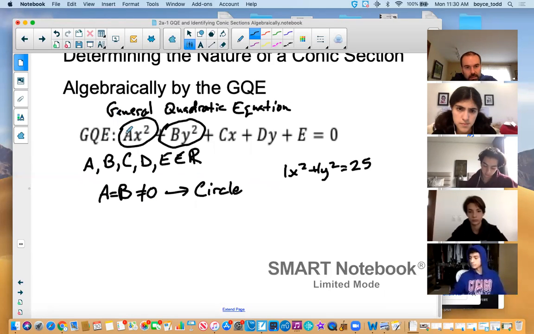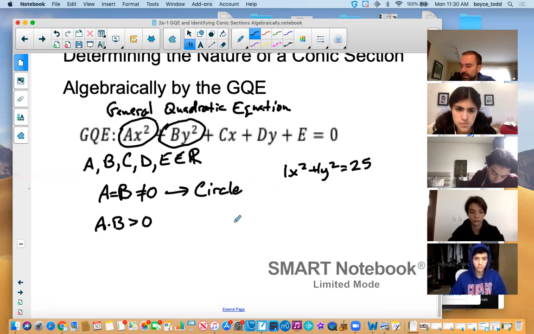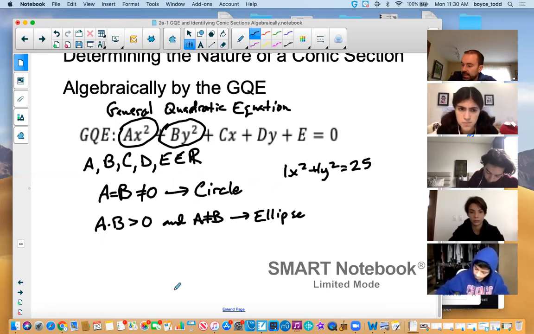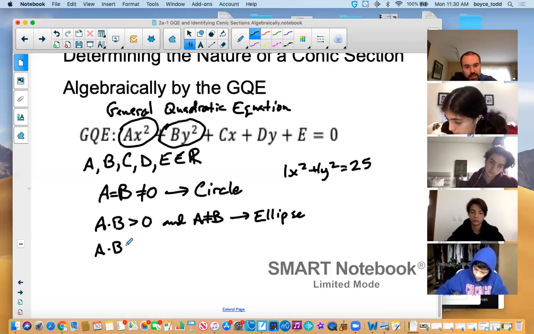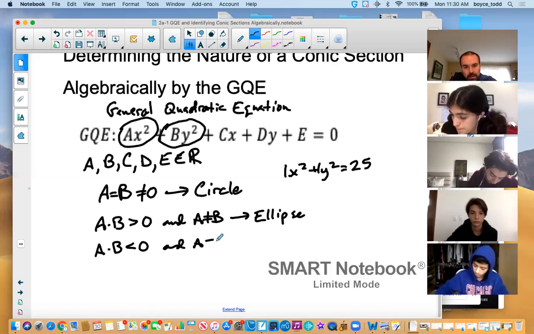Now, if you get 2 numbers here that are both positive, so A times B, or both negative, right? When you multiply them together, you get a number greater than 0. Oh, and one more thing, A cannot be equal to B, because if it is, then it's just a circle. Then this forms what's called an ellipse. Okay, so that's the second case. And then if you multiply A times B and you get a number less than 0, and again, they're not equal, then that forms what's called a hyperbola.